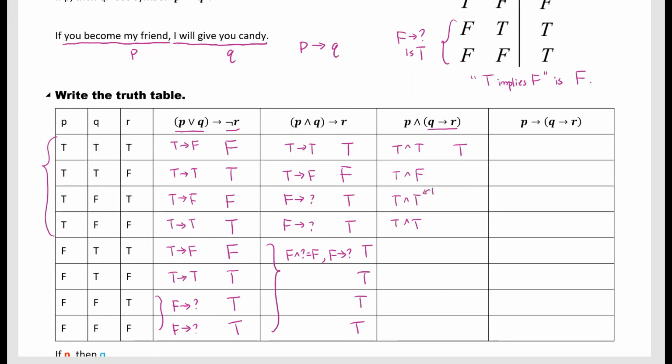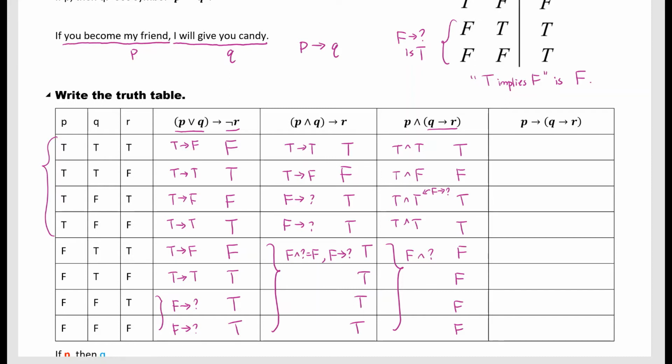How do we get this? Because false implies whatever is going to be true. Okay? And then true and false is false, true and true is true. Okay, so we get this. And the rest, do you realize P is false? And false and whatever is going to be false. So that's why we know all these are false. Okay?